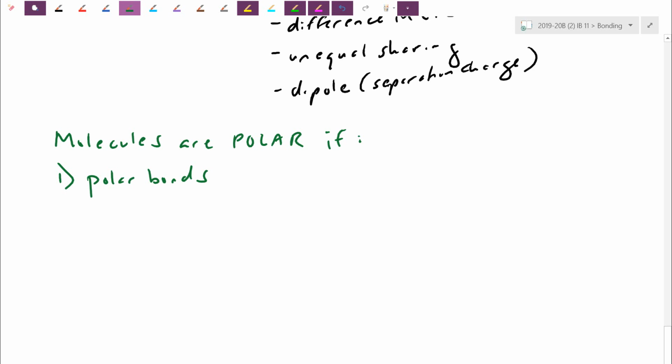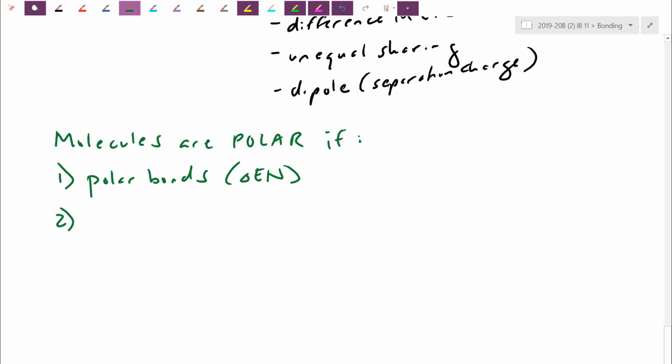So I want to have polar bonds. We just said for this one here to have a polar bond, I need to have a difference in electronegativity. And in fact, the bigger the tug-of-war difference, the bigger the electronegativity difference, the more polar something gets, but at least I have to have that polar bond.